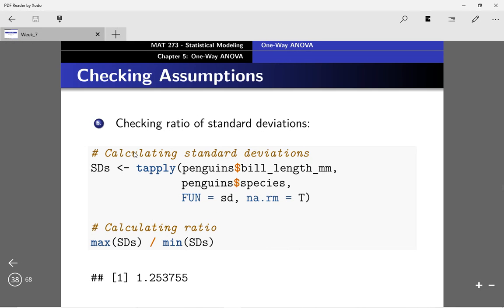So that gives me a vector of length 3 that contains the 3 standard deviations, one for each species of penguin. And then I can get the max of those 3 standard deviations divided by the min, and I look at the ratio here, 1.25, so that's less than 2. So that also indicates that the constant variance assumption is met.